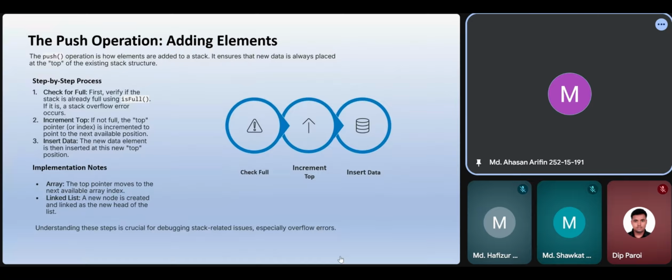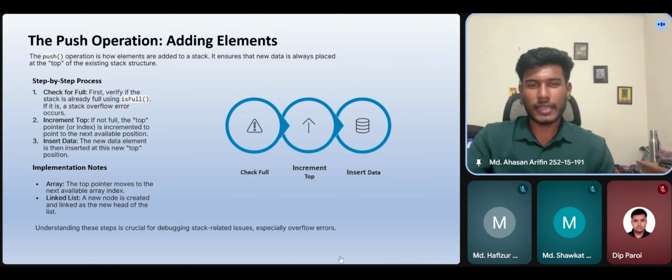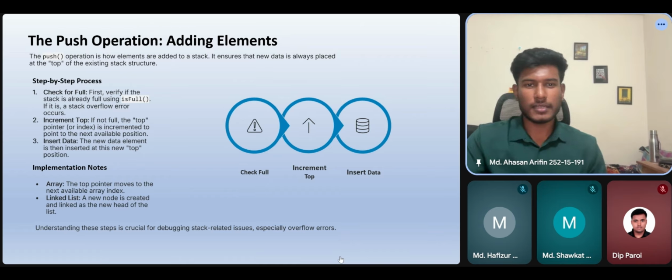Then move the top pointer. If the stack is not full, increase the top position to the next position. Then insert the new data. Put the new element at the top position. For implementation with an array, the top moves to the next index and the new value is placed there. With a linked list, a new node is created and becomes the new head of the list.